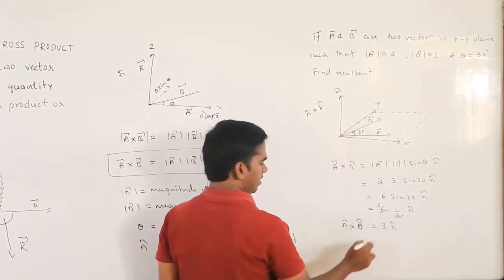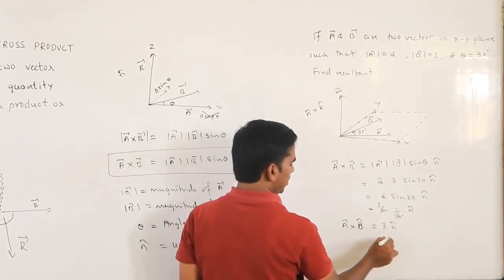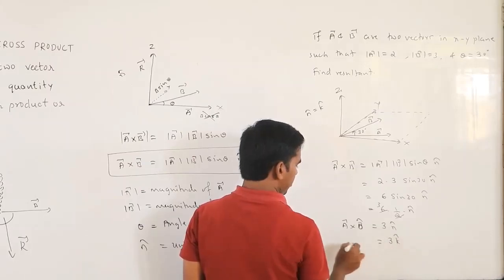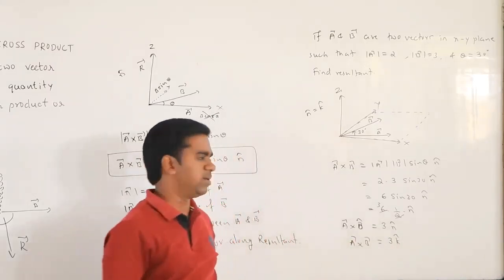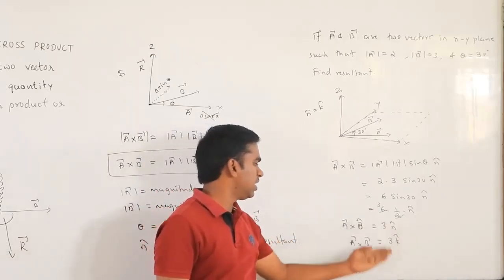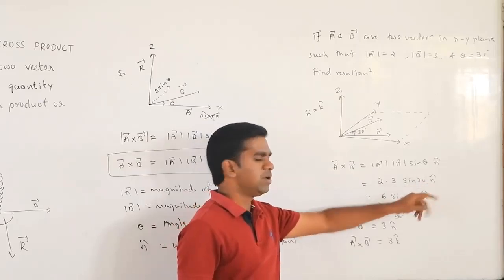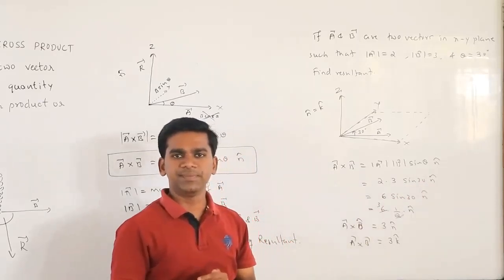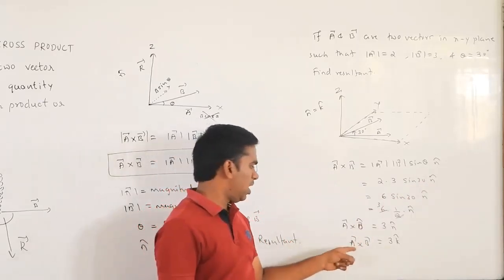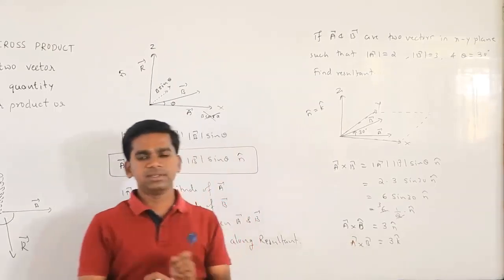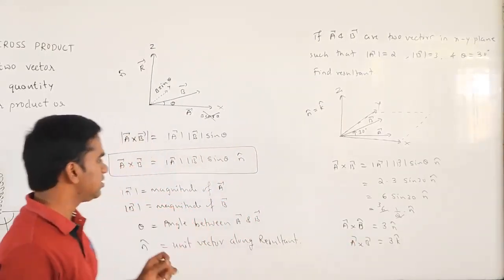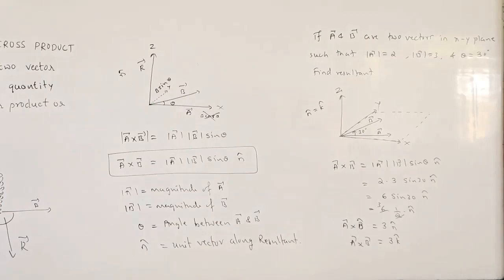In general you can call it n cap, but actually it is 3 k cap. So A cross B equals 3 k cap. Don't worry about how this k cap is coming. As of now, remember that you simply have to mention a unit vector, in general an n cap. About the direction we will discuss properly, because direction is very important here, whether it is along x, y or z.